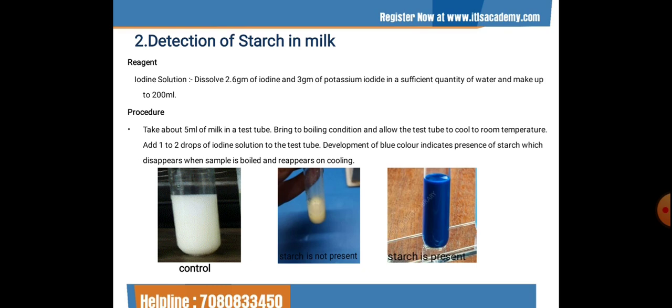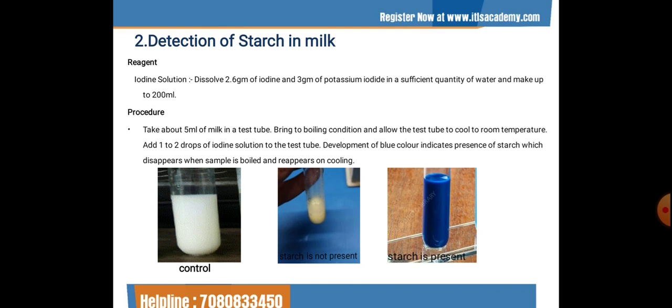The next adulterant is starch, which is generally mixed in milk. How can we detect it? Firstly, we have to make the reagent for detecting starch, an iodine solution. For that, we dissolve 2.6 gram of iodine and 3 gram of potassium iodide in a sufficient quantity of water and make up to 200 ml of volume.